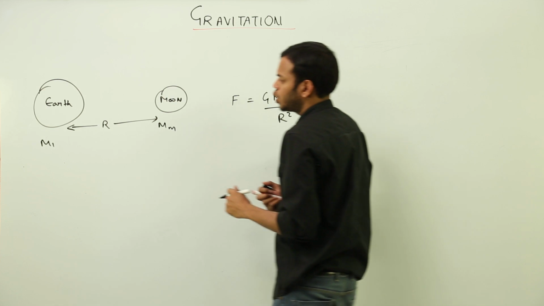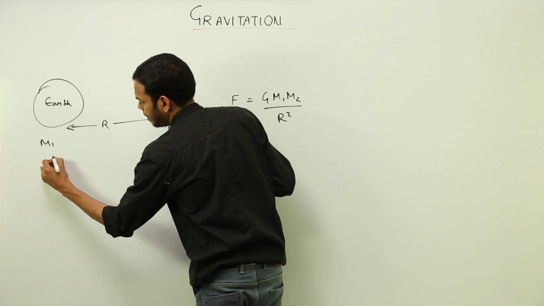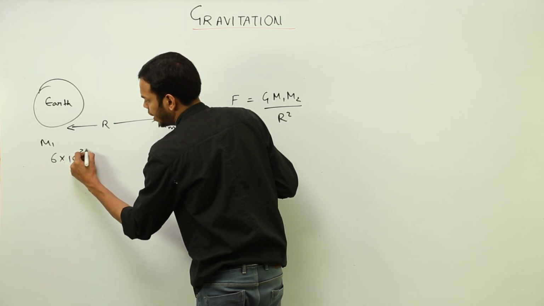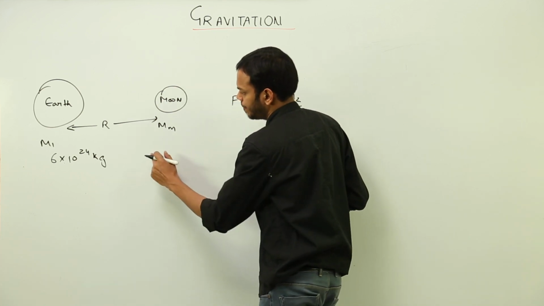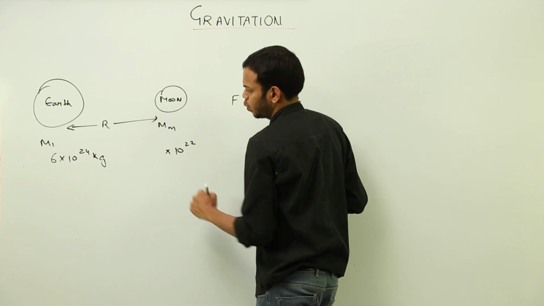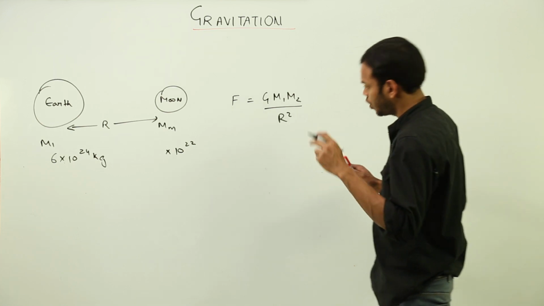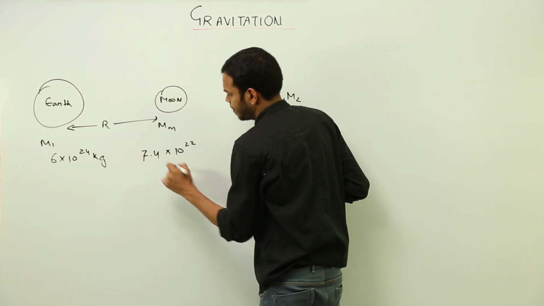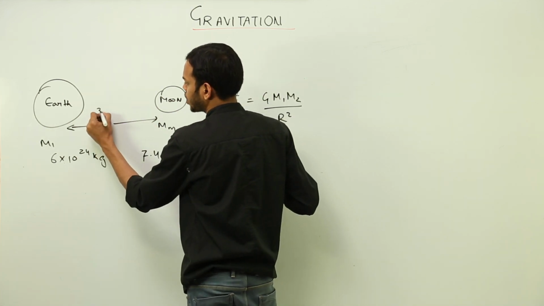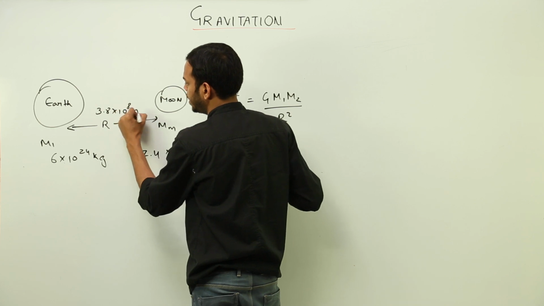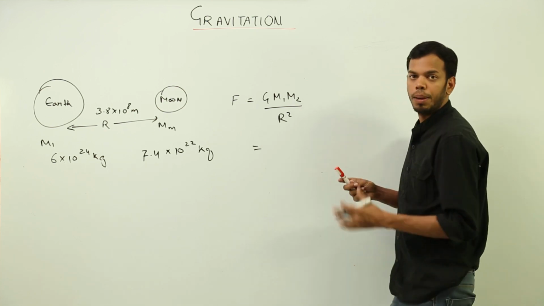So the mass of Earth is approximately 6 into 10 raised to power 24 kg, whereas the mass of Moon is approximately 10 raised to power 22. I don't remember, I have to look at it, it should be 7.4 I guess. Yes. And then the mean distance of separation is approximately 3.8 into 10 raised to power 8 meters. These are the values. So how do we use this formula? Just pour in the values.